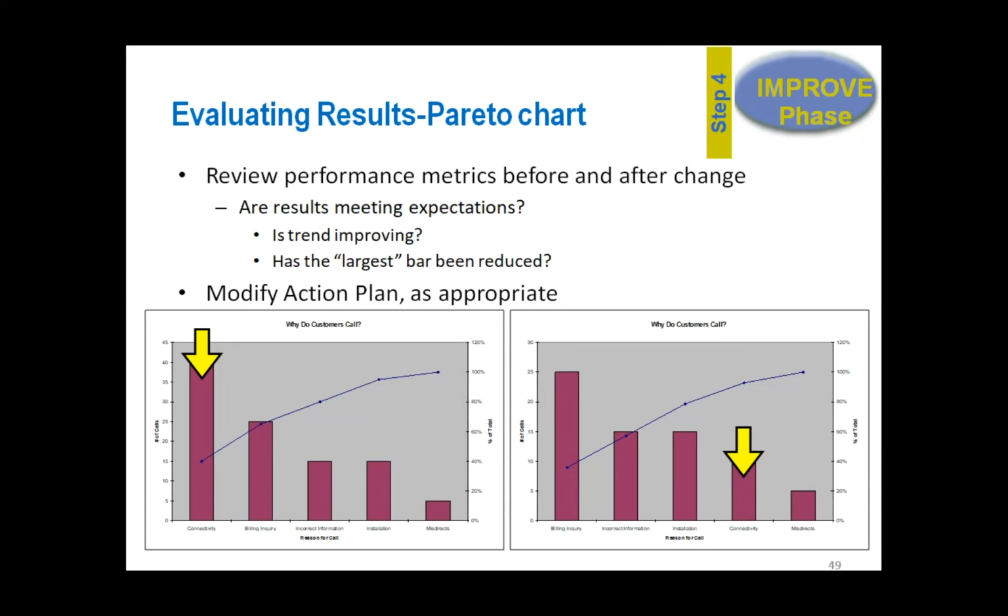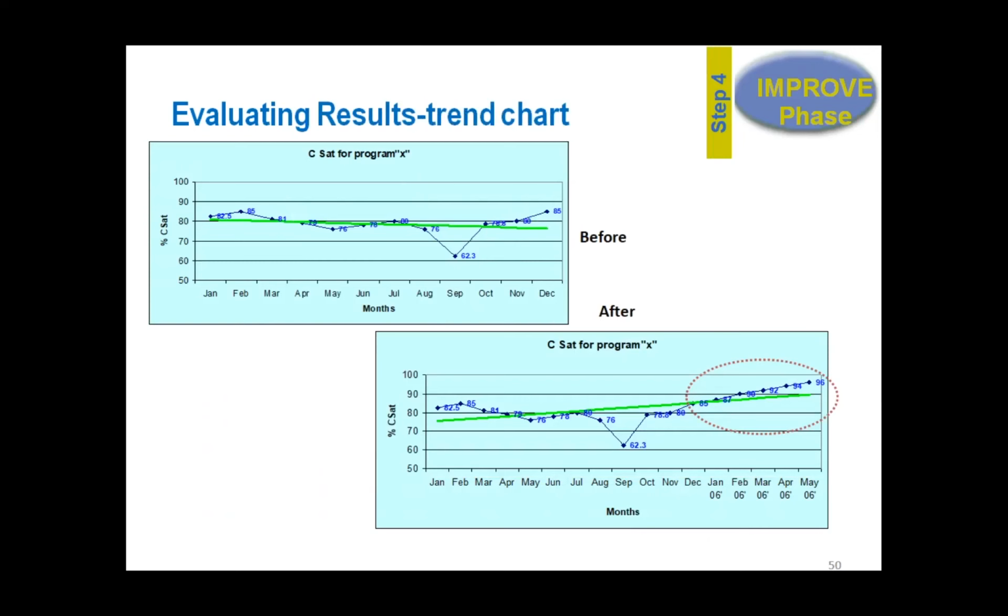We already discussed the Pareto earlier. Now after the improve phase, once we have done the action planning, we figure out that the category which was highest earlier now has come down. So that means the impact of that defect has reduced, which was the aim of the improvement. So which means that we were on the right track, we've got the right solutions in place, right action plans in place. And this is another example, the line chart that we saw earlier.